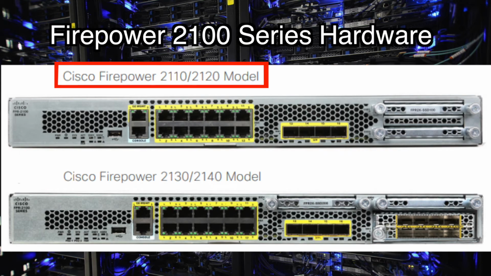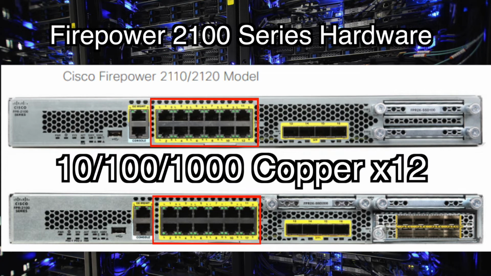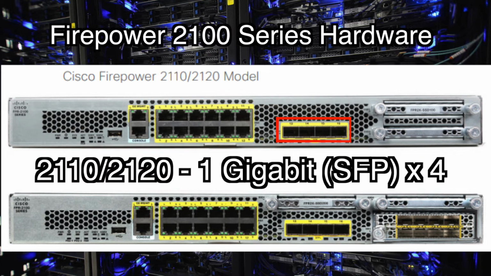The Firepower 2100 chassis comes in two form factors: the 2110 and 2120, and then the 2130 and 2140. Both form factors have 12 10/100/1000 RJ45 copper ports. The 2110-2120 chassis has 4 additional SFP ports that support 1 gigabit SFP modules for connections to other media types such as fiber or copper.